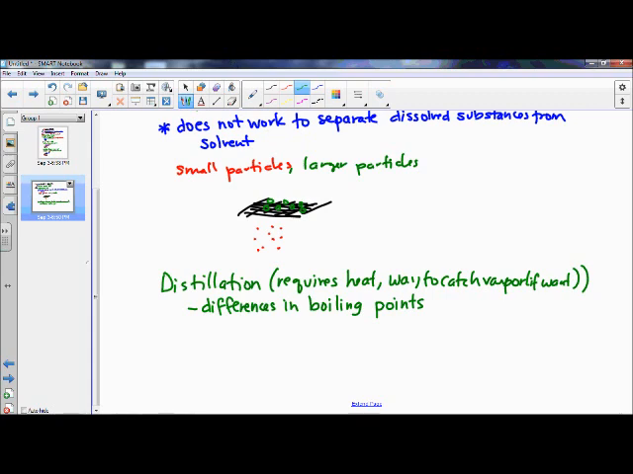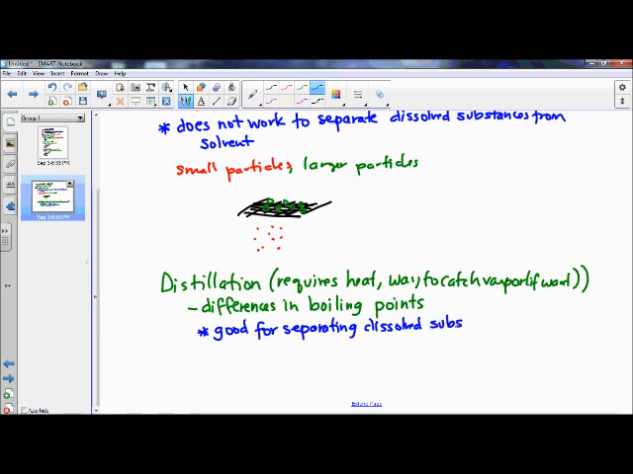Not everything boils at the same temperature as water does. Some things boil off much faster, some things take a lot more heat before they boil. So if you have a mixture of liquids, you can separate them using distillation. This also works really well for separating dissolved substances from the solvent.